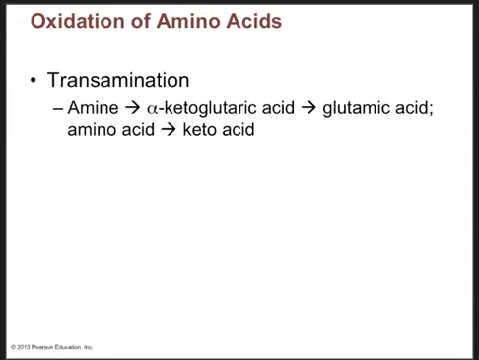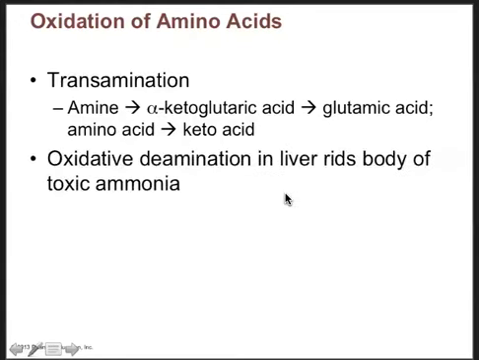Glutamic acid can then be derived from this. This can also be converted into an amino acid by the addition of an amino group to the keto group and then be converted back into a keto acid. So these amino acids and these keto acids can be converted back and forth into each other.